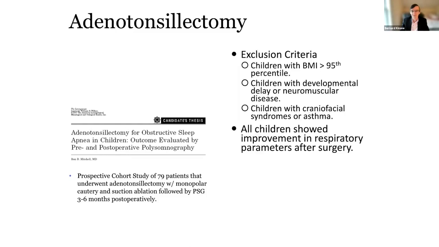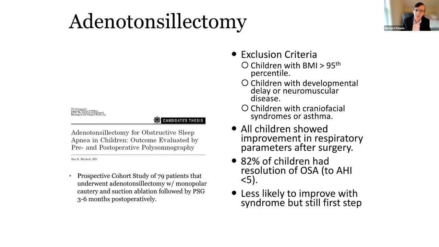Now, there's this study, which looked at obstructive sleep apnea and looked at the effect of removing the adenoids and tonsils. And 82% of children had a resolution of OSA. And they used criteria of less than 5. So we would say a resolution of moderate, which is an excellent result. Now, things are less likely to improve with Myhre syndrome because they have a small mouth as well, but it's still the first treatment that you would do, and it's still likely to be effective.